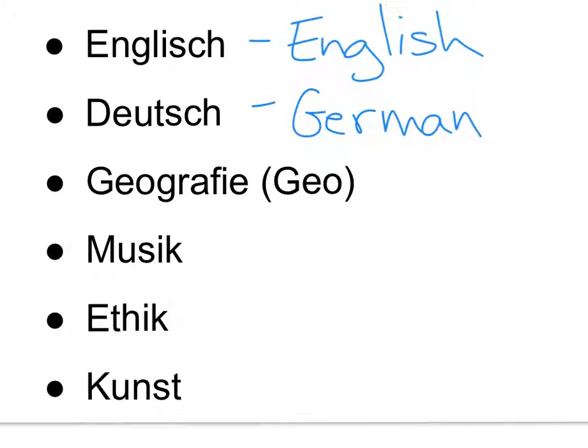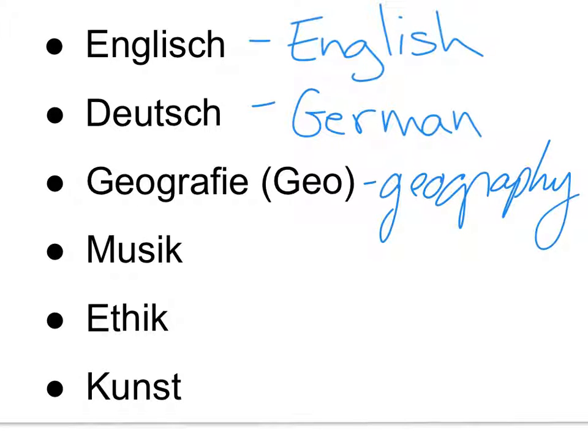All right, try the next one. Geography. Let's try that again. Geography. Okay, they abbreviate it as geo. Pretty obviously, geography. They also use a word called Erdkunde, which means study of the earth. But geography is what the book uses, what most people use, so it works.